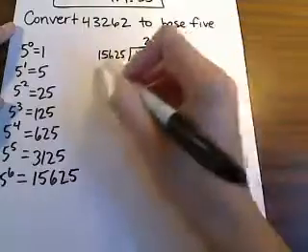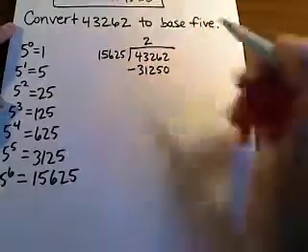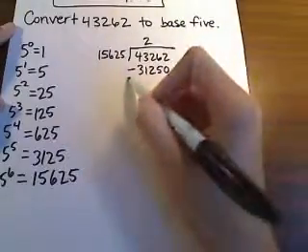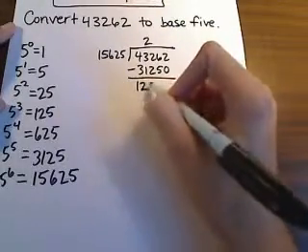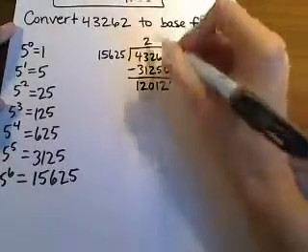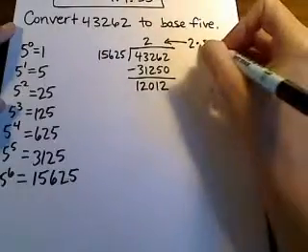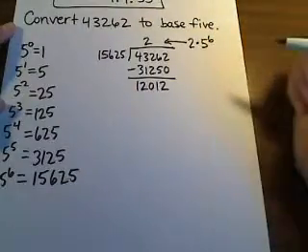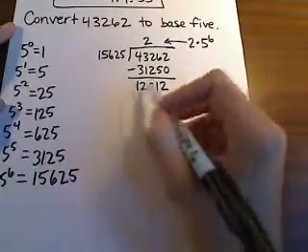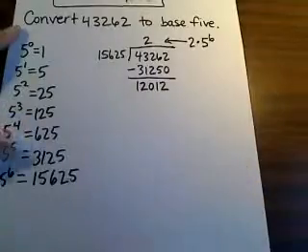And now if we take 2 times this number, we're going to get 31,250. Okay, so do our subtraction, we're left with a remainder of 12,012. All right, so this 2 right here is telling me that I have the number 2 in the position of 5 to the 6th power. Okay. All right, and then we're going to work with the remainder to figure out how many of the rest of this is going on in this number.